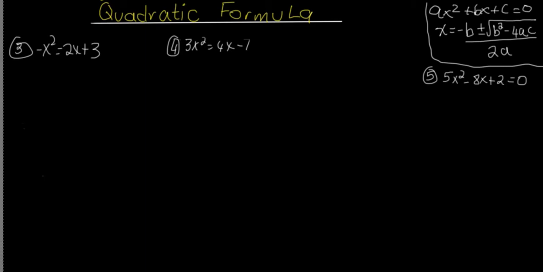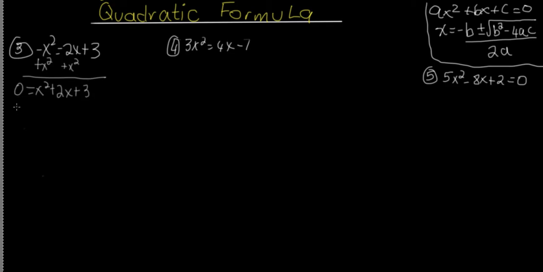Okay, so let's move on to number 3. For number 3, we could either move 2x and 3 to the left side, or you could move the negative x squared to the right side. Since it's negative, I'm going to go ahead and move this because I don't like to work with a negative a in the denominator. So I'm just going to put it in the front. So now I have 0 equals x squared. This is a positive, so positive 2x plus 3.